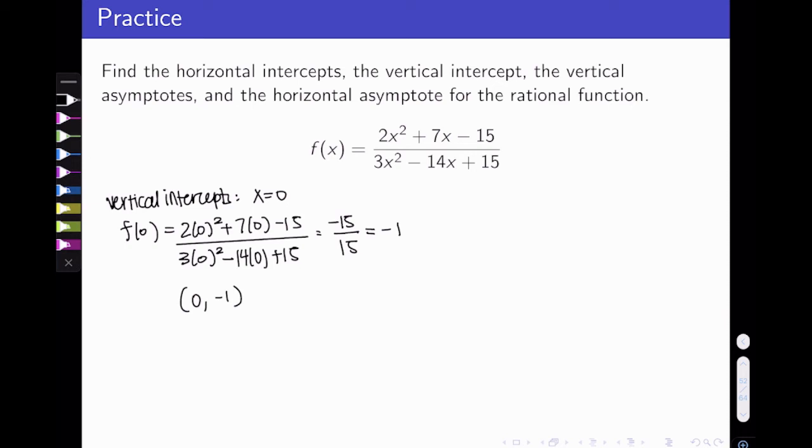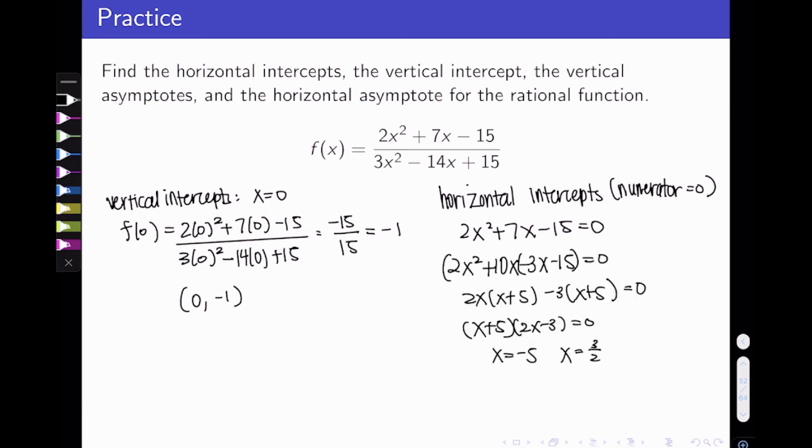For a rational function, horizontal intercepts are going to come from where the numerator equals 0. For this function, we'll set 2x squared plus 7x minus 15 equal to 0, and we will factor to find the horizontal intercepts. We can see that this rational function will have a horizontal intercept at (negative 5, 0) and at (3/2, 0).